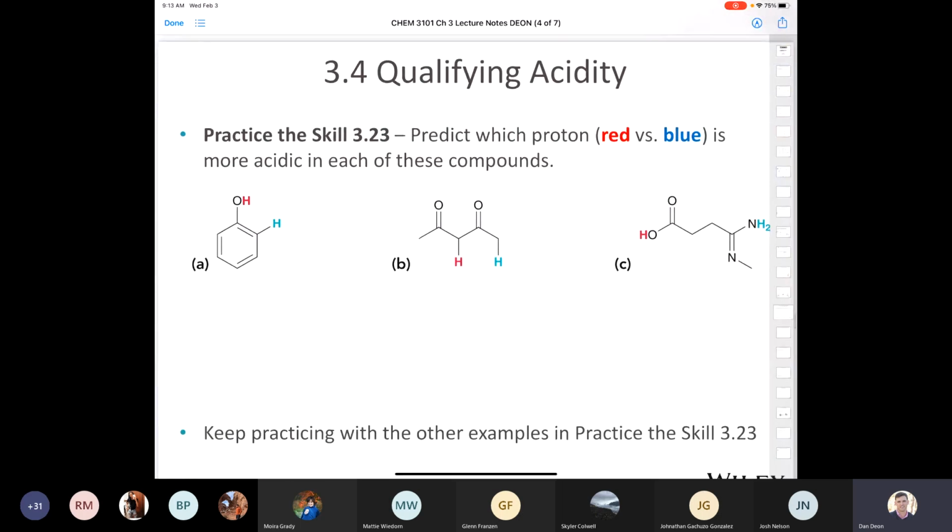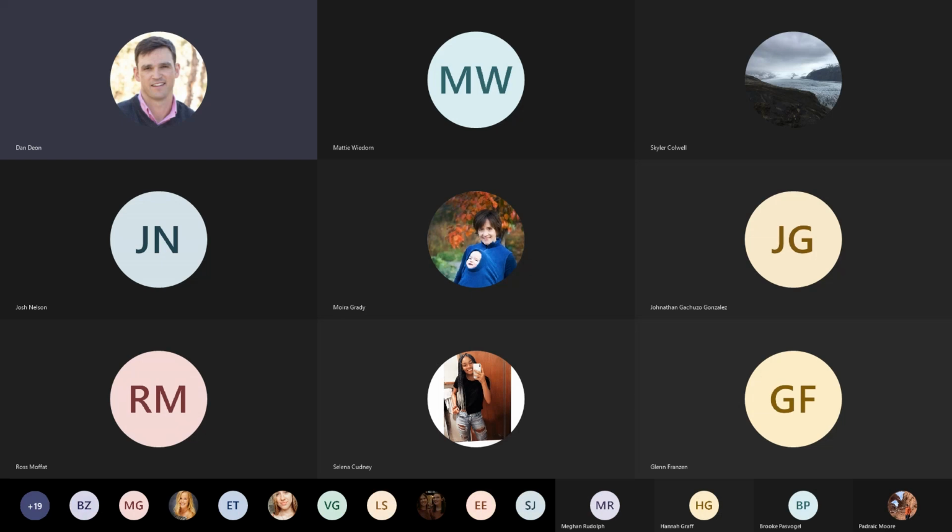Okay, so what we're going to do next class is start with this practice skill, and we're going to evaluate the relative acidity of the protons in red and the protons in blue. All righty, here we go.